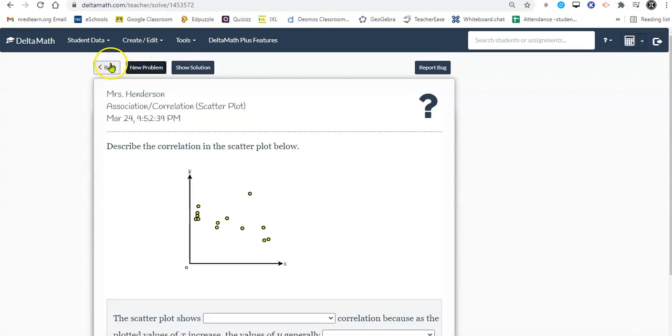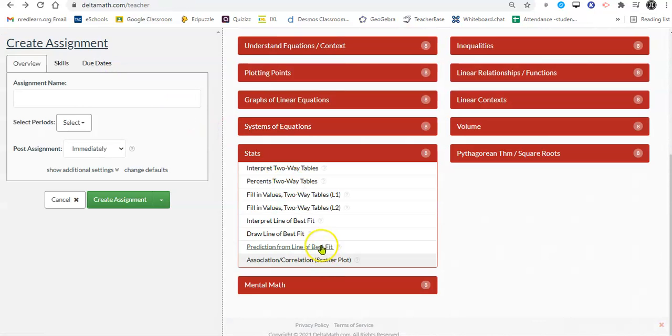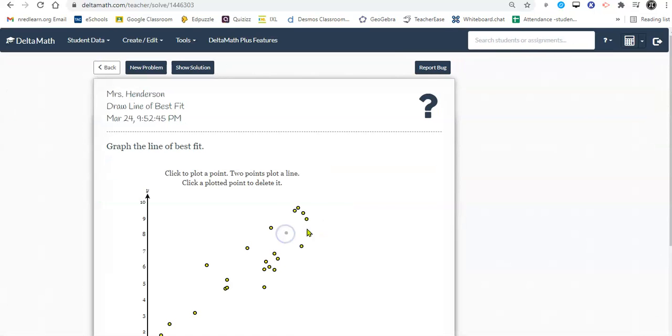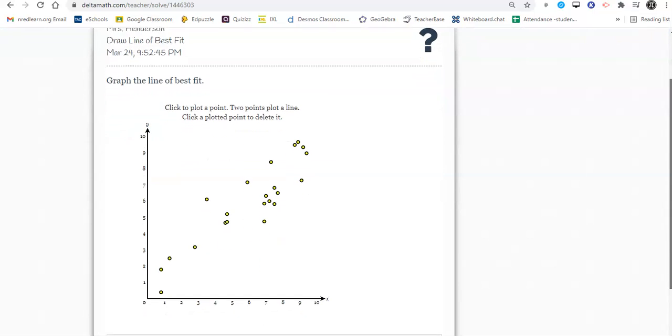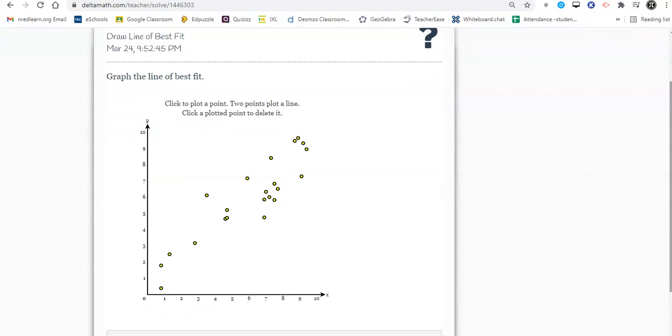All right, let's try skill number 2. Skill number 2 is to draw a line of best fit. So this one is pretty simple to do, as long as you know that in order to draw a line, you have to click your mouse button twice. You have to click it at the beginning of the line you want to draw, and then you have to click it at the end of the line you want to draw.